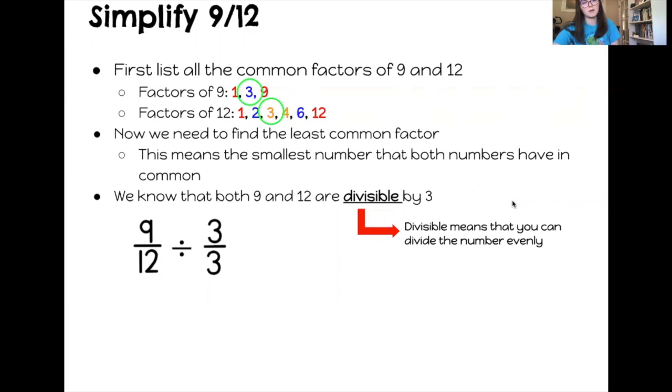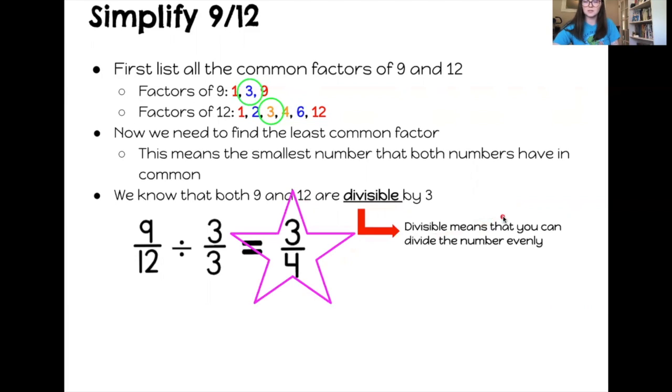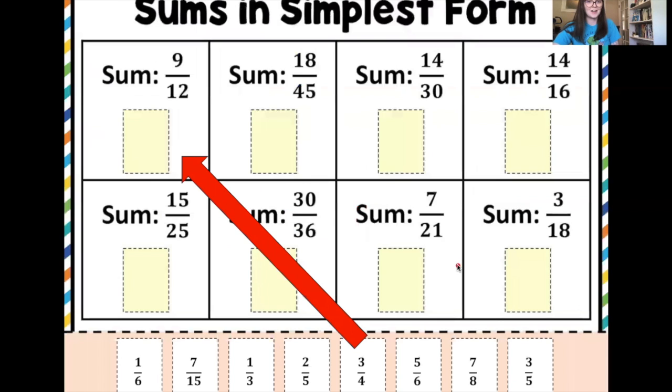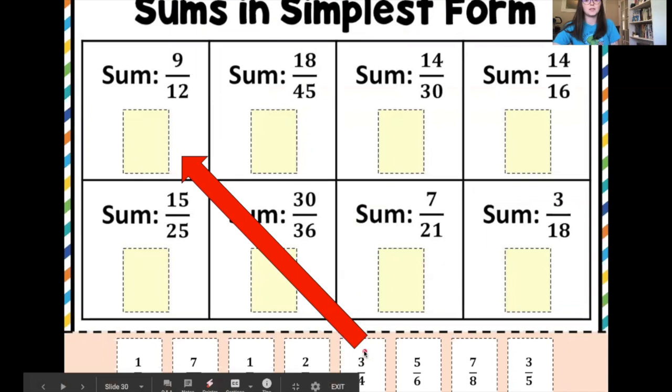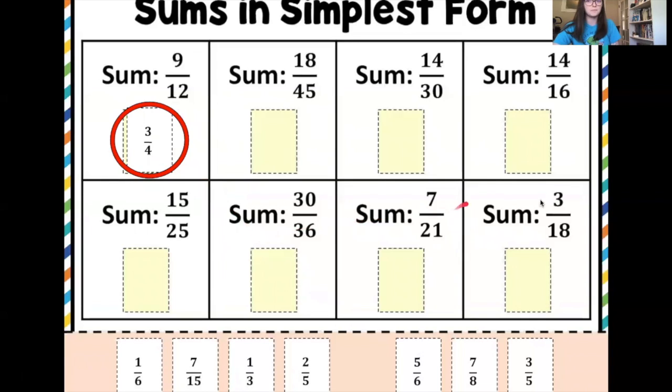So 9 divided by 3 is 3, and 12 divided by 3 is 4. So our simplified fraction is 3/4. So pretty straightforward, right? List the factors, divide by the common factor, and get your simplified fraction. All right, so then on your slides, when you're practicing today, you are going to come down here, grab the correct answer, and drag it on up, okay? And then you're going to continue that for the rest of them. All right, so that is simplest form.